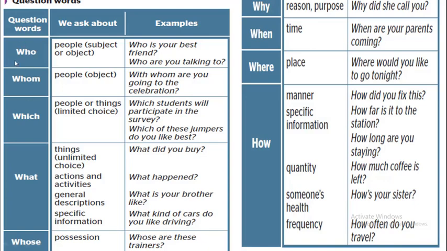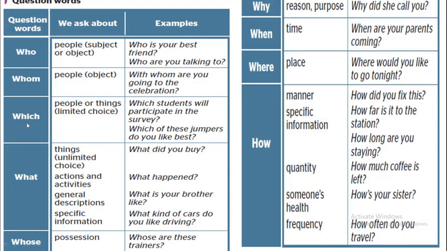Who is used to ask about people and persons, either in a subject or object position, like in, who is your best friend? Whom is also used to ask about people, but only as an object, and generally it is preceded with a preposition, like, with whom are you going to the party, or to whom are you writing the email.